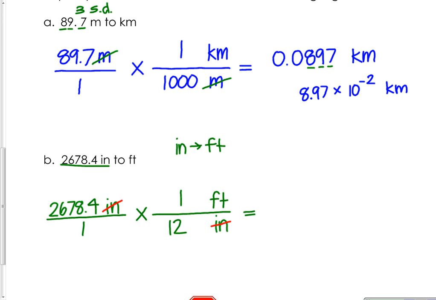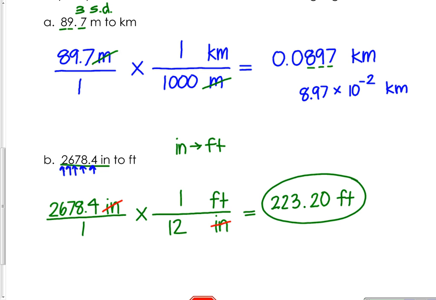Now, your calculator will give you an answer of 223.2. How many significant digits did we have in our given? Well, if you look back here, 26784. Okay, there are 5 digits that are significant in that number. If I look at my answer that my calculator gave me, I only have 1, 2, 3, 4 of these digits that are significant. So I have to make a 5th significant digit, and I can do that by adding a 0 just to the end of the problem. And this would be a final answer.